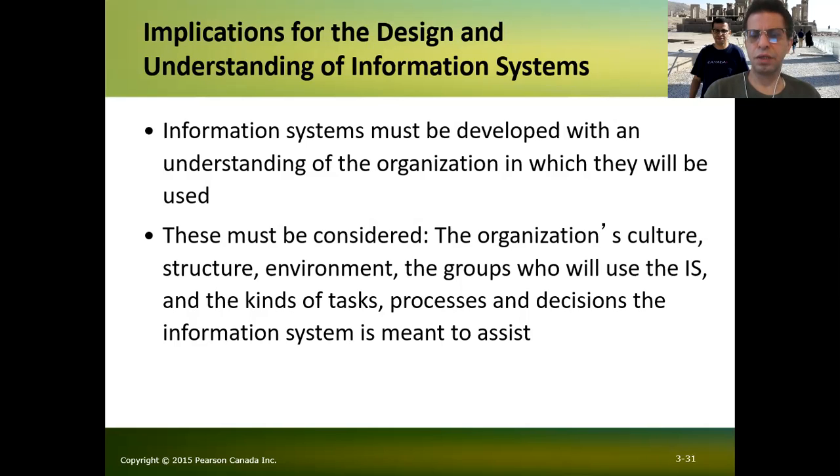So the implication for the design and understanding of the information system: information systems must be developed with an understanding of the organization in which they will be used. So once again, we need to know what we want and how we're going to use that system before we select or develop it. We must consider the organizational culture, the structure, the environment, the group that will use the information system, and the kind of tasks, processes, and decisions the information system is meant to assist.